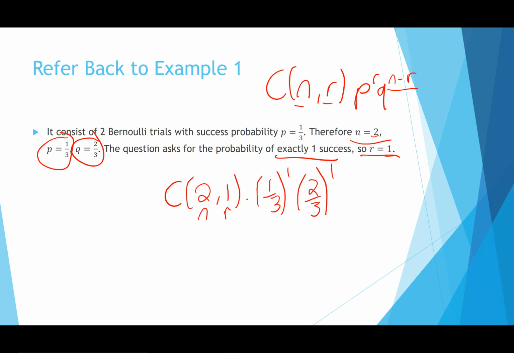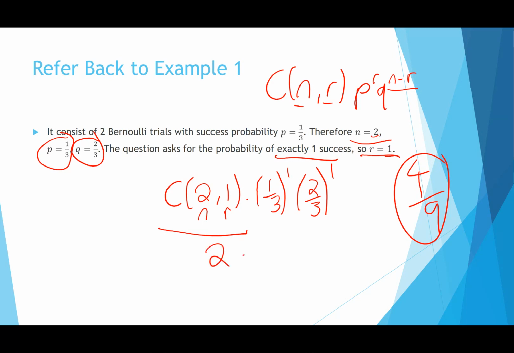All right, so there's your formula, and we can work this out. We can try this and see if we get the same result we got in example 1. Example 1, if we go back, I believe was 4/9 was our answer. So let's see if the formula comes up and gives us 4/9. It should. So the combination of n choose r, of 2 choosing 1, is just 2.